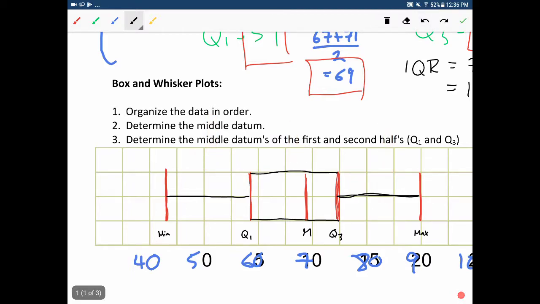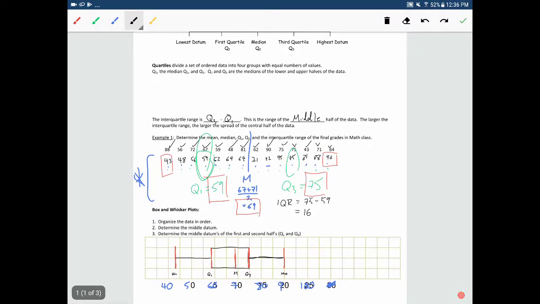And that's it. So it's kind of a visual representation. You can see where the middle half of the data is. You can see that it's pretty spread out. You see where the middle of the data is, and you can see that the median's a little bit high within that middle half of the data. It just gives you a visual representation.